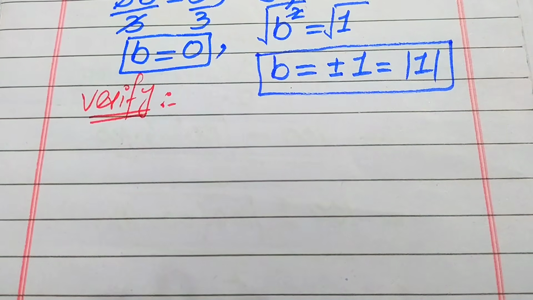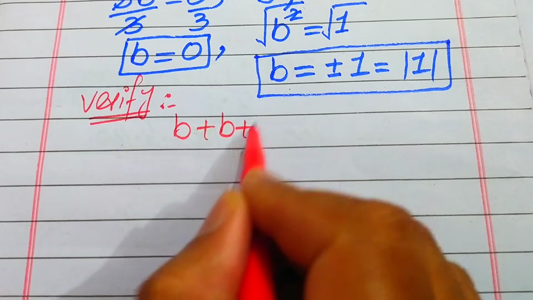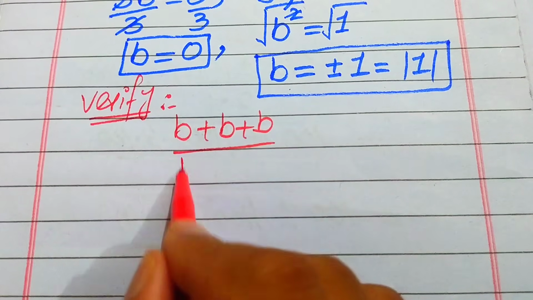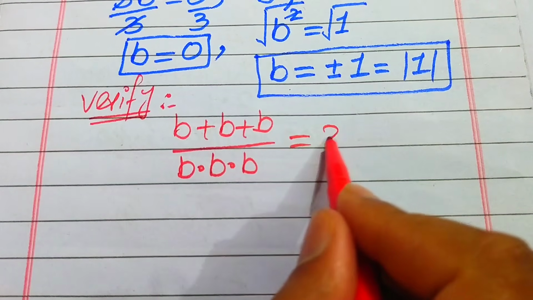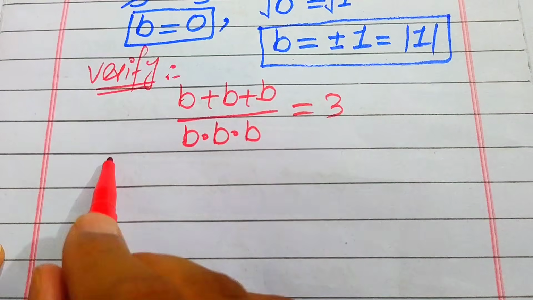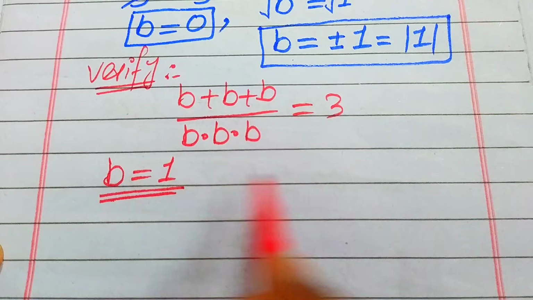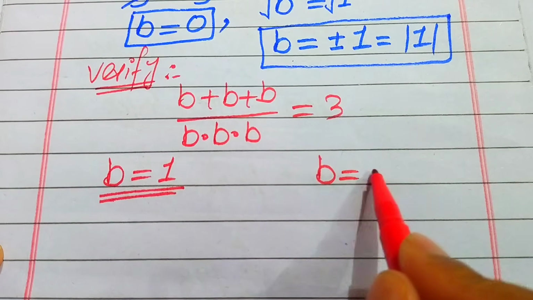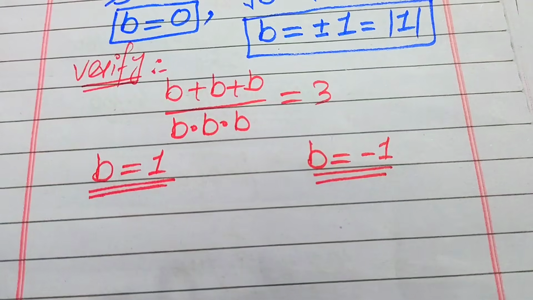So for verification of these roots, we need to copy down the given question statement. Here it is b plus b plus b divided by b multiplied by b multiplied by b equals 3. And on this side we will verify b equals plus 1, and on this side we will verify b equals minus 1.